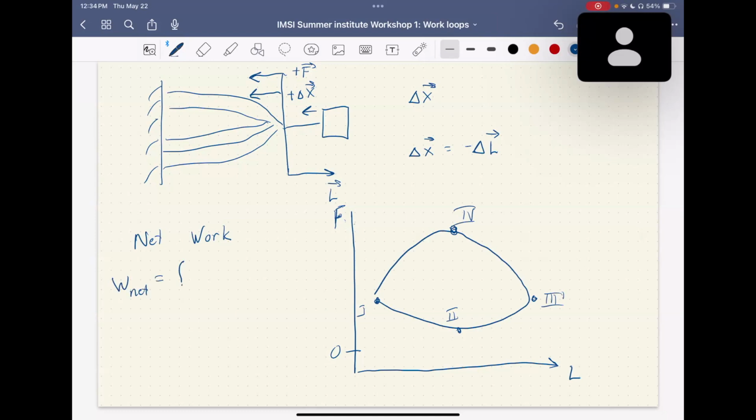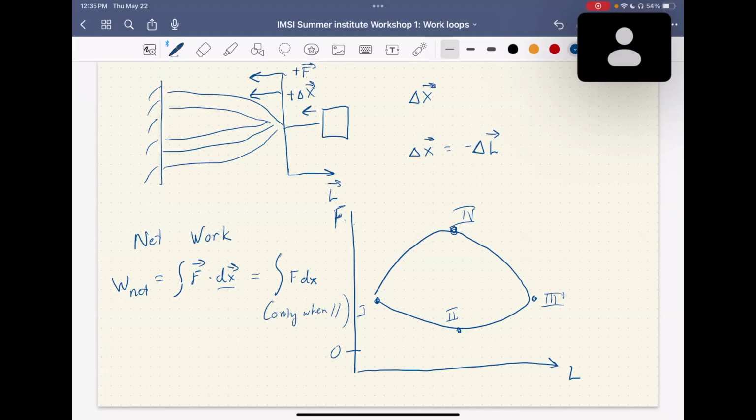Now the net work that's going to be produced is equal to the integral, because the force and length are changing in time now, of F dot dx. So it's become an integral and a differential here, as opposed to a delta x, because it's continuously changing in time. And as long as dx and F are parallel to each other, then this will be equal to F, the scalar magnitude of force, times dx, the magnitude of the change in position. But that's only true when parallel.